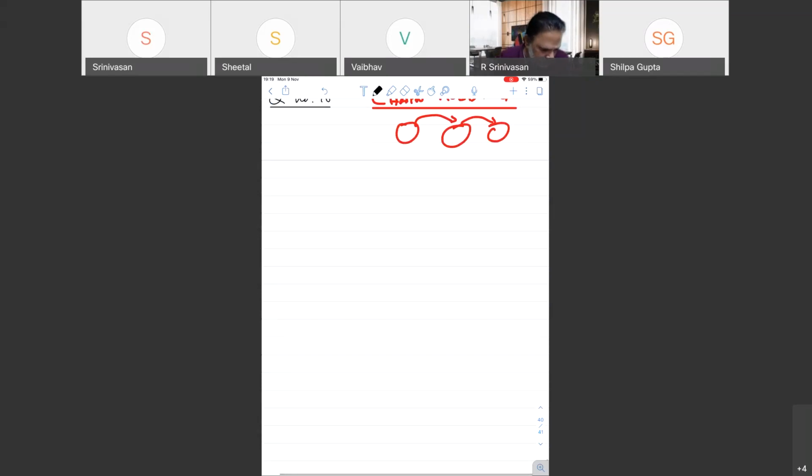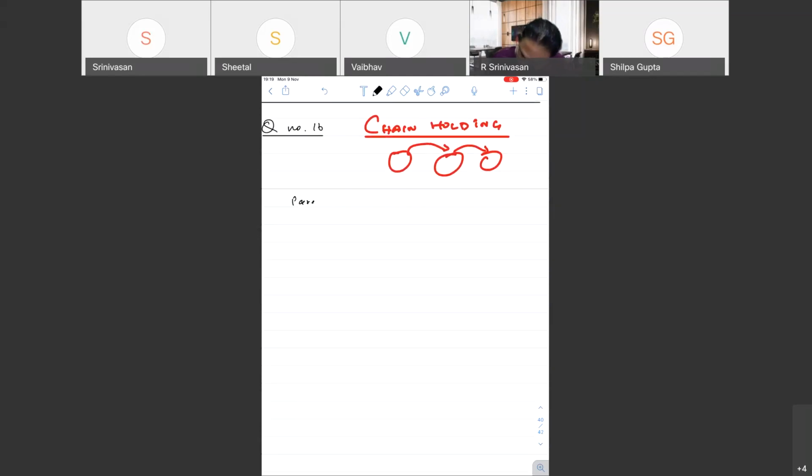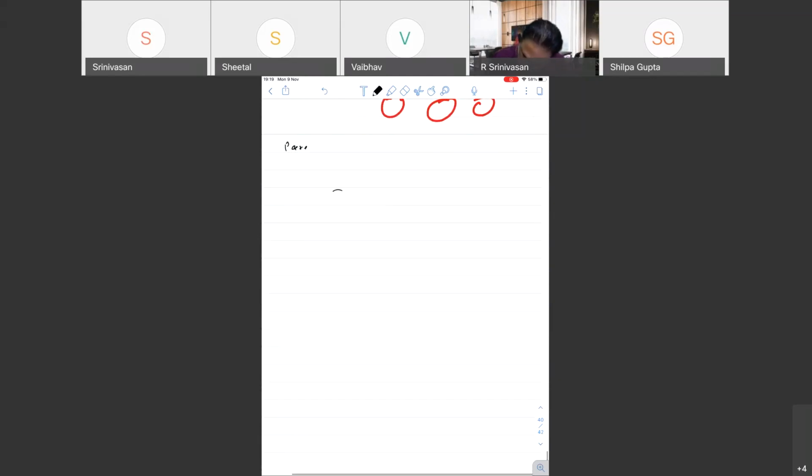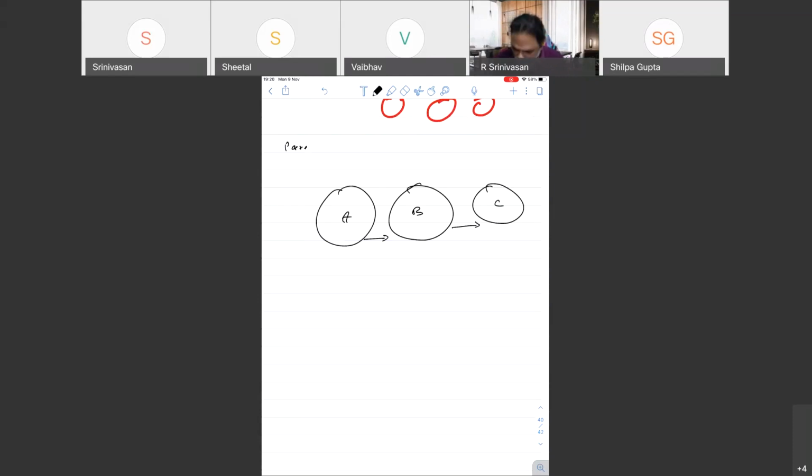So sir, what is the difference between chain holding and cross holding? See these companies. A, B, C are there. A has invested in B and B has invested in C. A invested 80% in B and B invested 70% in C. This is a chain holding.